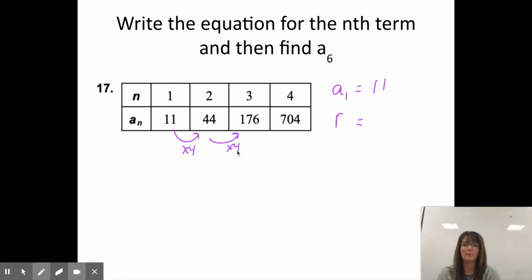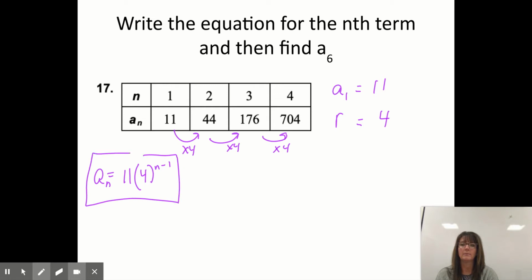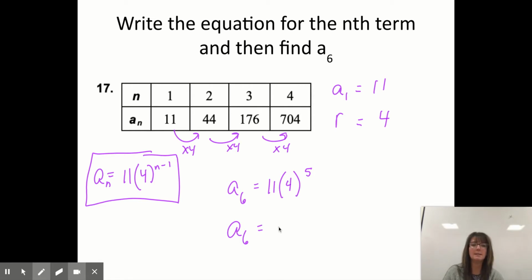And you just want to check it out. Okay, so to write a sub n, we write our 11 and then times 4 to the n minus 1. Okay? So then to find our a sub 6, we would take 11 and raise 4 to the 5th power. Remember, that's going to be 6 minus 1, which is 5. So 4 to the 5th power times 11. And we'll get 11,264.